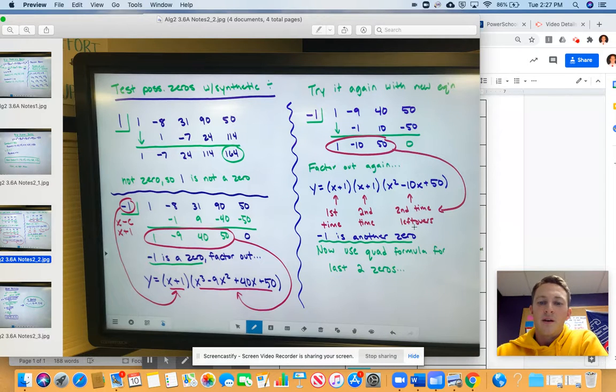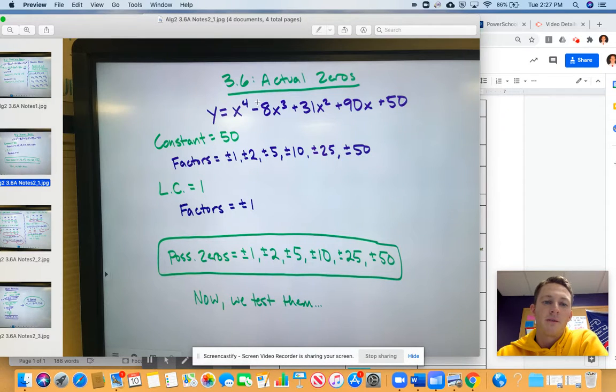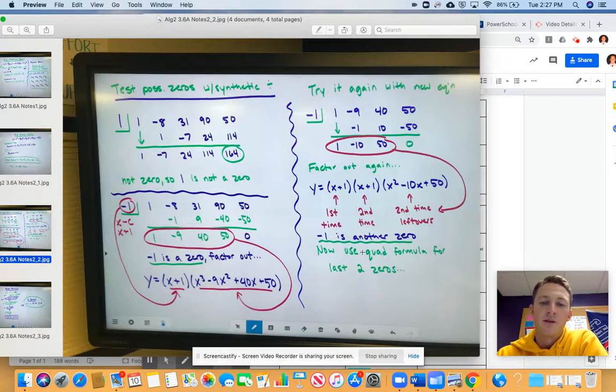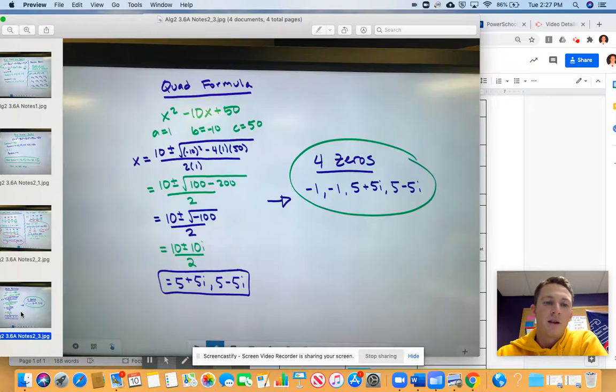In order to find our last two zeros, we now have a quadratic equation. So we can use the quadratic formula. And we know that we're going to have 4 zeros. I think I forgot to mention this because our highest exponent was 4. So we know that we're going to have 2 more zeros after we've already found the first 2. Last slide of notes. Here was the leftovers, x squared minus 10x plus 50.